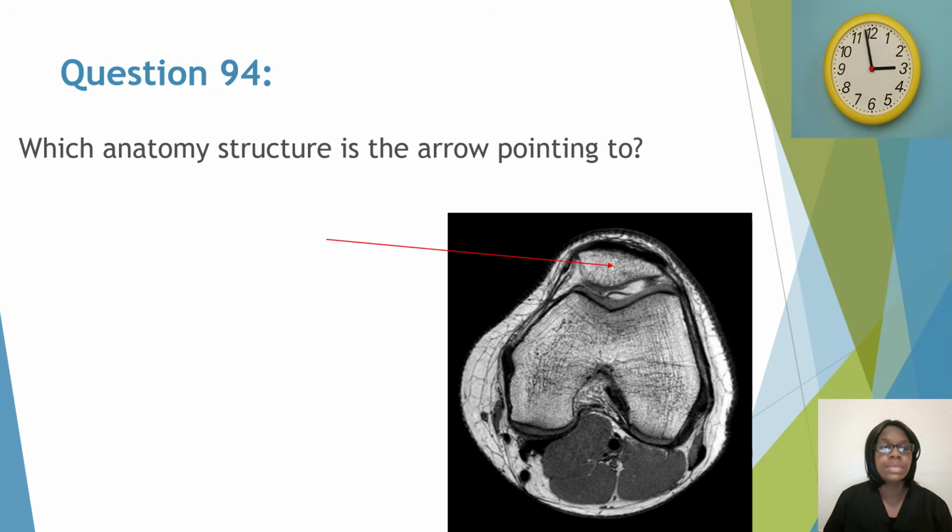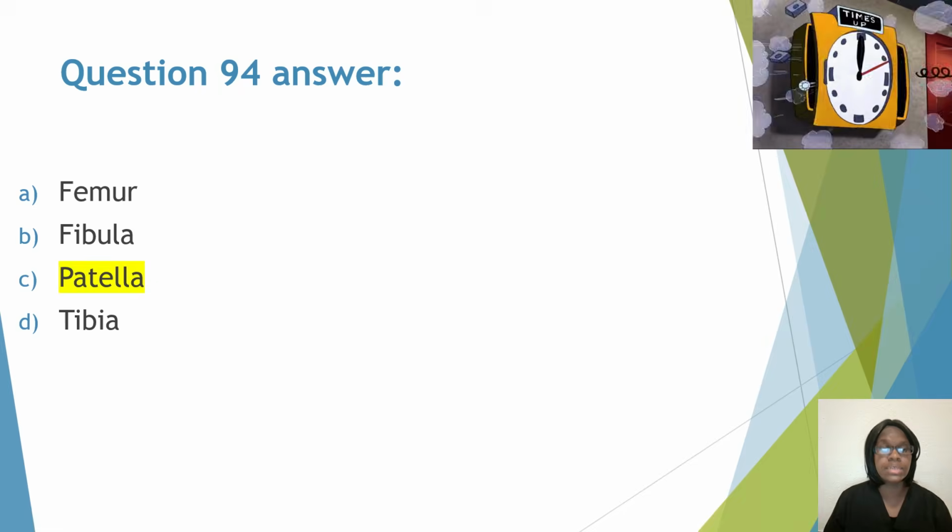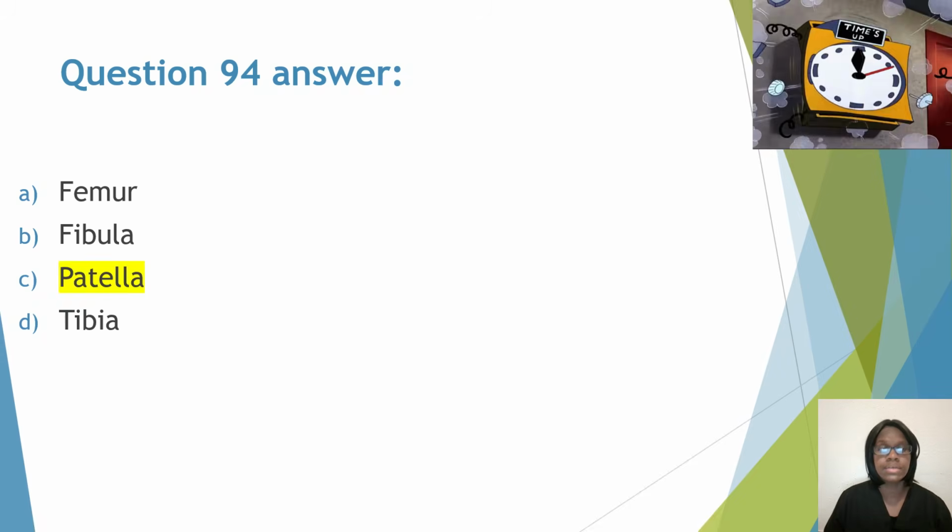Question 94. Which anatomy structure is the arrow pointing to? A, femur. B, fibula. C, patella. D, tibia. All right, the correct answer is C, patella.